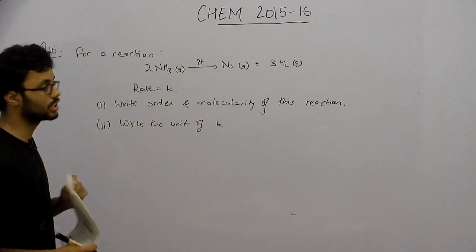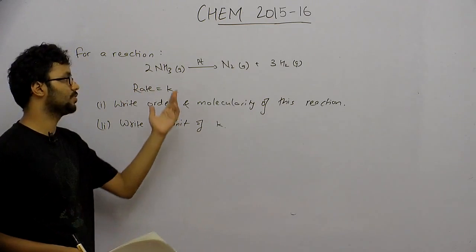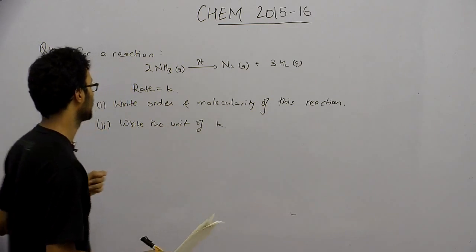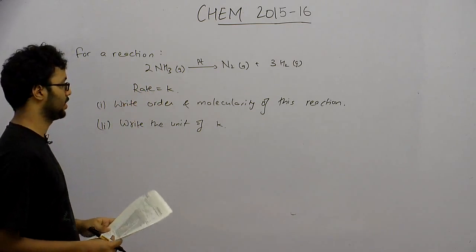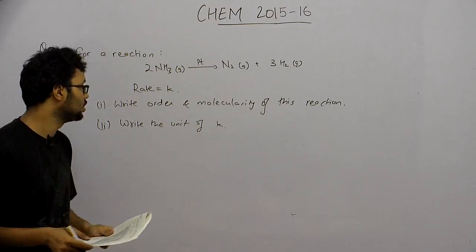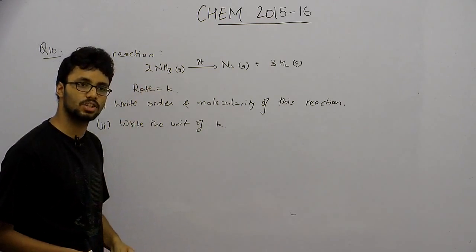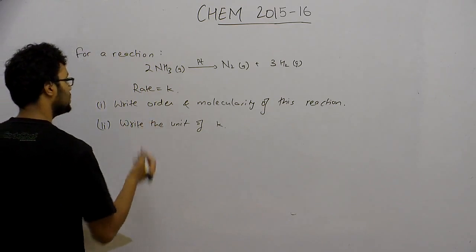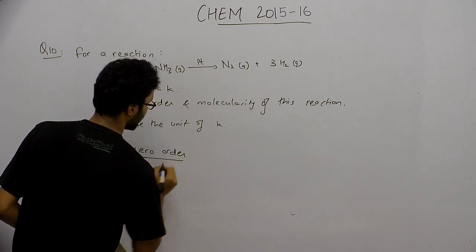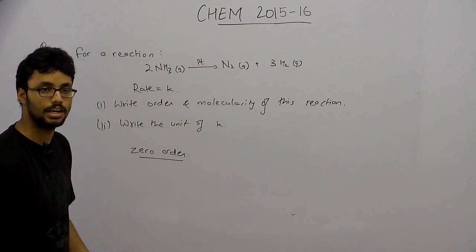So the next question is, for this reaction 2NH3 in presence of platinum gives nitrogen gas and hydrogen gas, and rate equals K. We have to find the order and molecularity of this reaction. Since rate is a constant and not dependent on the concentration of ammonia, clearly it is a zero order reaction. And the molecularity of this reaction should be clearly 2.